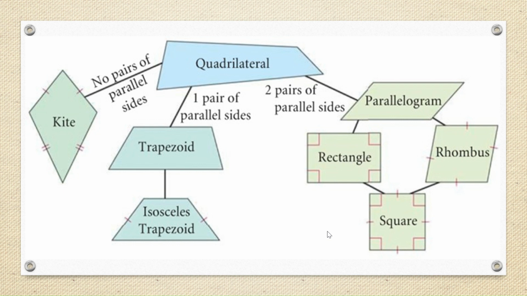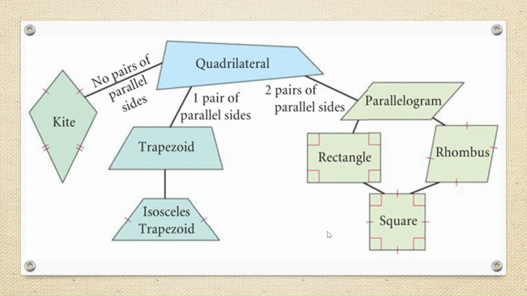From a parallelogram, if all angles are equal, then it is a rectangle. If all sides are equal, then it is a rhombus. From a rectangle, if all sides are equal, then it is called a square. So a square gets the properties of both rectangle and rhombus mixed. Even if we look at this rhombus, a rhombus has got the properties of both parallelogram and kite.